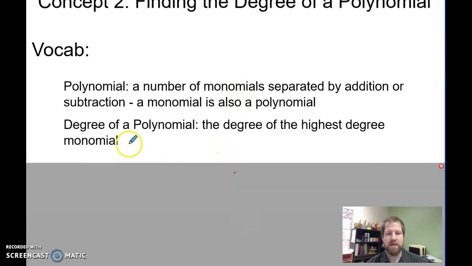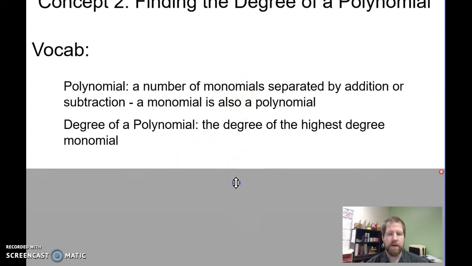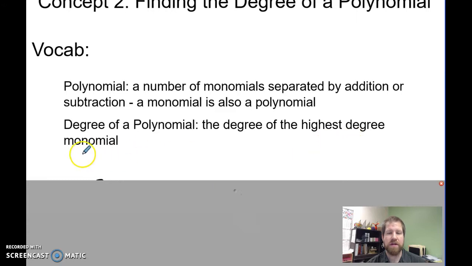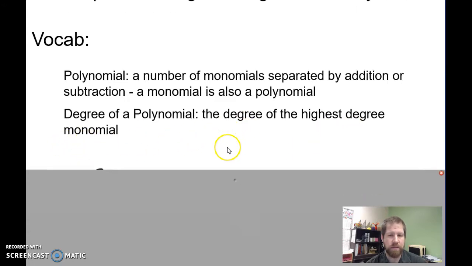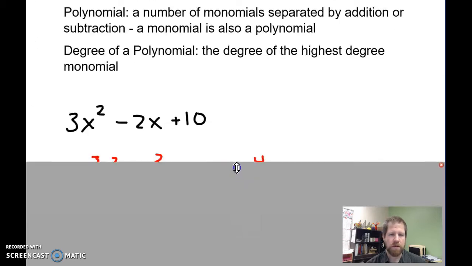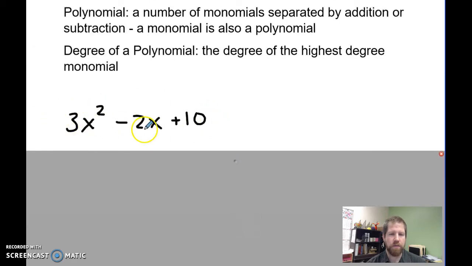Okay? Finding the degree of a polynomial, that's the same as finding the highest degree monomial, okay? And that's going to be the same degree. So if I look at my first polynomial, this has one term, and then separated by subtraction, two terms, separated by addition, three terms. So this is a three-term polynomial, okay? The degree of the highest degree monomial is the degree of the polynomial.